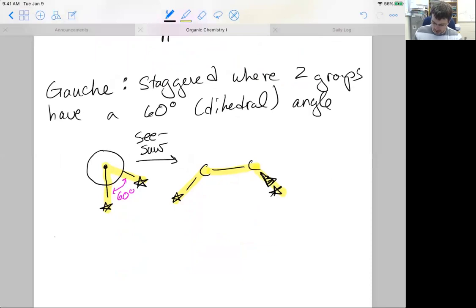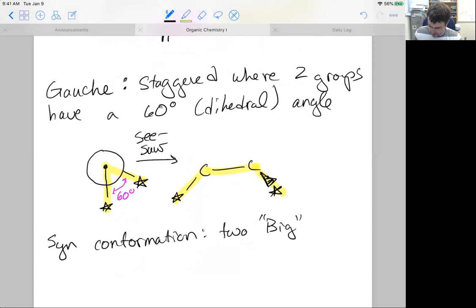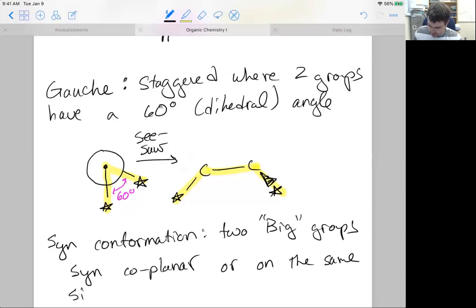And then the last one we saw was the Syn conformation. The Syn conformation has the 2 big groups Syn, and I like to use the word coplanar here, Syn coplanar, or on the same side and overlapping. Same side and overlapping.